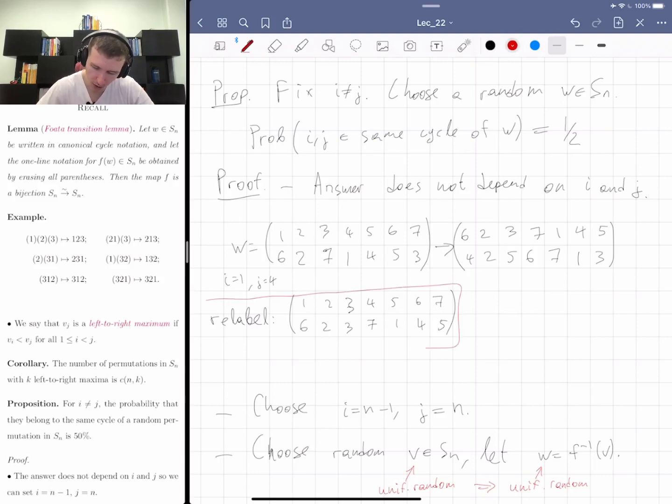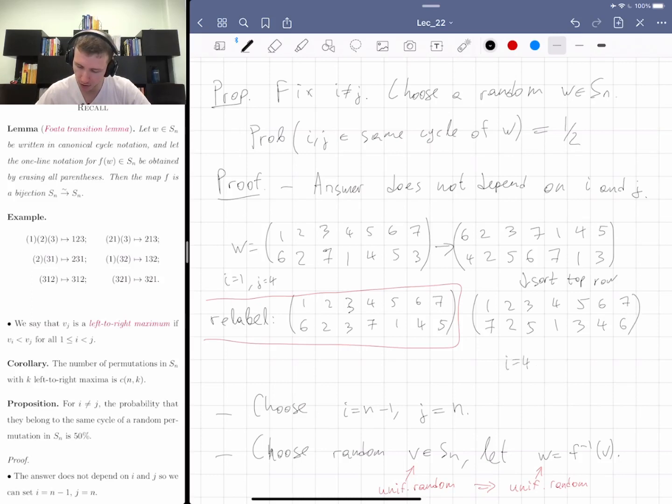So I relabel, and then I can sort the top row to get back a one-line notation of the permutation. 1 goes to 7, 2 goes to 2, 3 goes to 5, 4 goes to 1, 5 goes to 3, 6 goes to 4, 7 goes to 6. And I get a new permutation where now i is equal to n minus 1, and j is equal to n. And the point is that the cycle structure stays the same, right? I just replaced all occurrences of 1 with 6. So you relabel all elements of your cycles, but the actual cycle structure does not change.